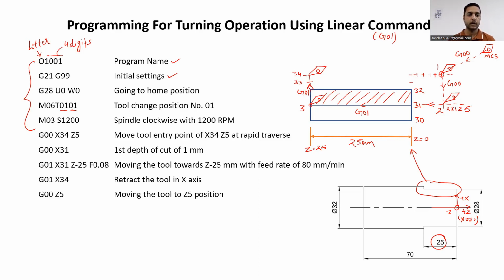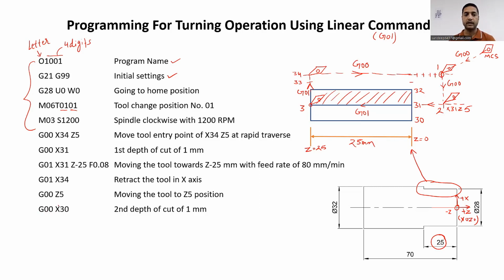Now after that, we are using G00 Z5, which means we are moving the tool to the Z5 position. It means from this location to this location, because here Z is minus 25 at this particular location, and now the tool is moving back with rapid traverse because there is no contact of the cutting tool with the workpiece. So after that, the program will become simple for us.